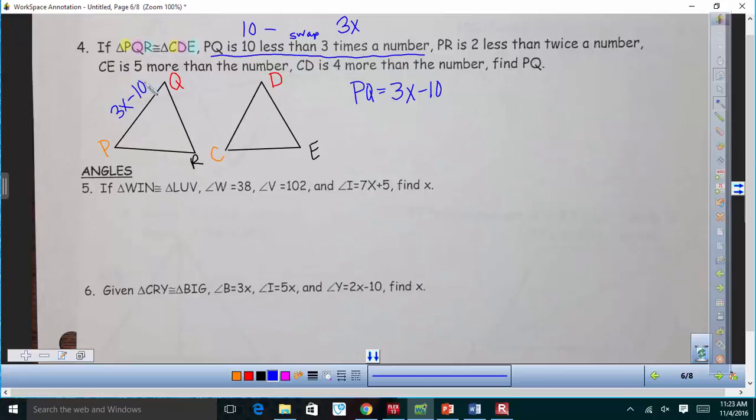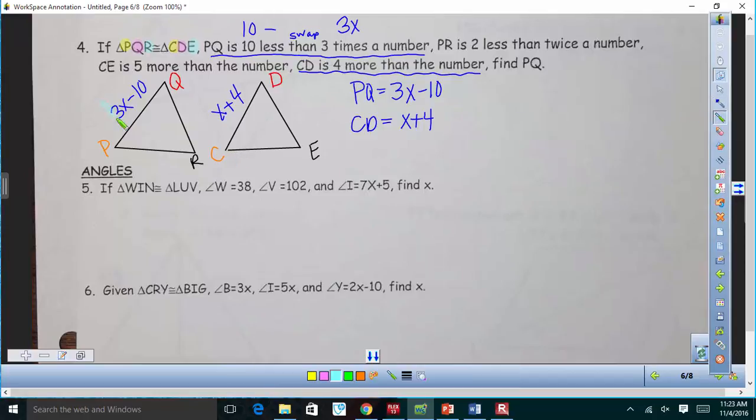Now, what side corresponds with PQ on the other triangle? CD. So am I given CD somewhere up here? Right here, right? So it tells me that CD is 4 more than a number. So that's 4 plus x, but since it has "than," we have to swap, so it would be x plus 4. So this is going to be x plus 4. Is that enough to go ahead and solve for x? Yes.